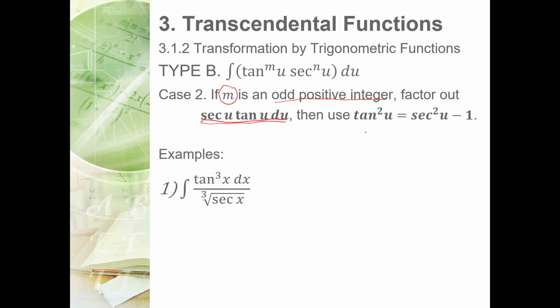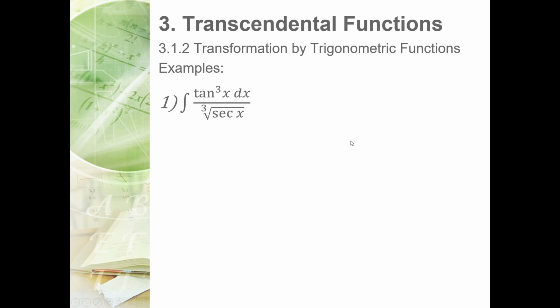Then after factoring out, we use our second formula for the Pythagorean identity. So tangent squared u is equal to secant squared u minus 1. Then after that, you use u sub. Okay. So for you to be able to appreciate this case, type B case number 2, let's try to solve another problem.